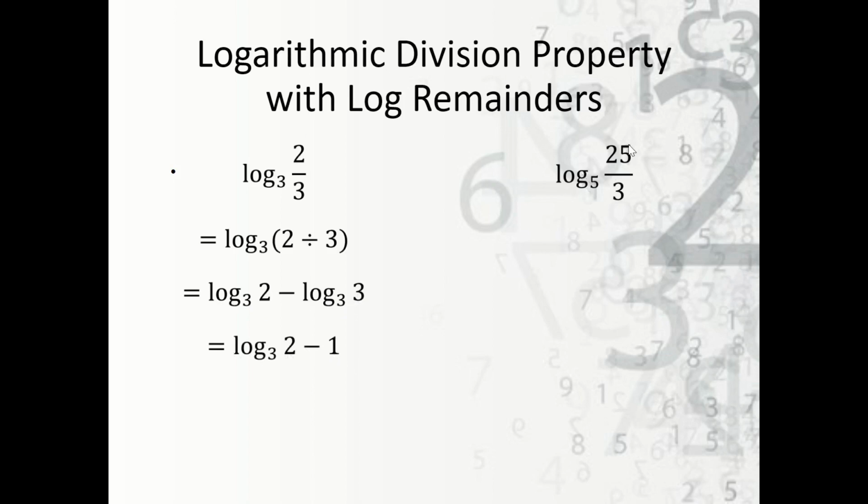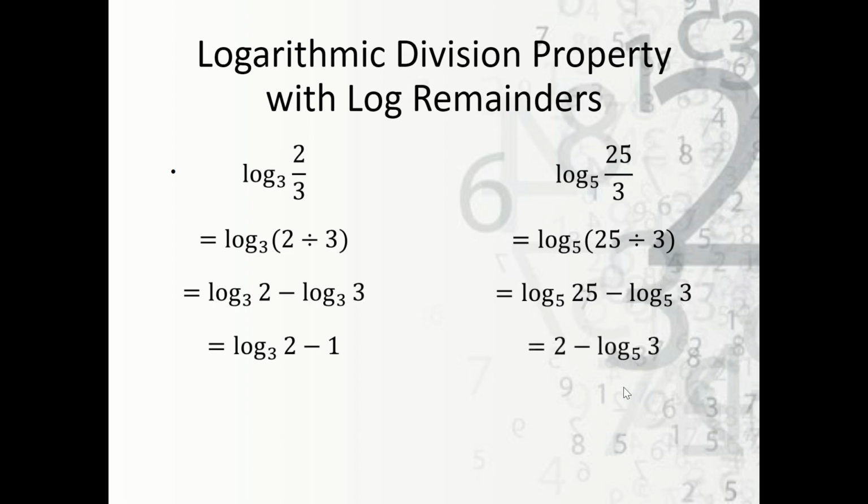Now this one, log base 5 of 25 over 3. We can take this and say log base 5 of 25 divided by 3, and then we can break this up. So this is log base 5 of 25 minus log base 5 of 3. Well, for this first part, 5 to what power equals 25? Well, 5 to the second power equals 25. So this is 2. And we can't multiply 5 times itself any number of times to get 3, so we just leave that part as is. So this becomes 2 minus log base 5 of 3.